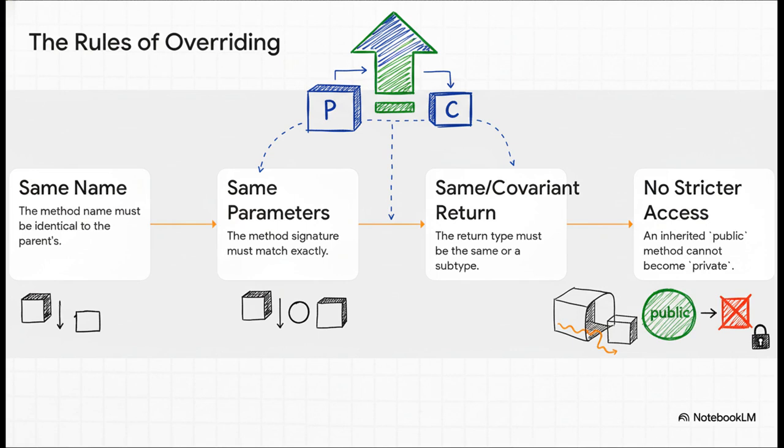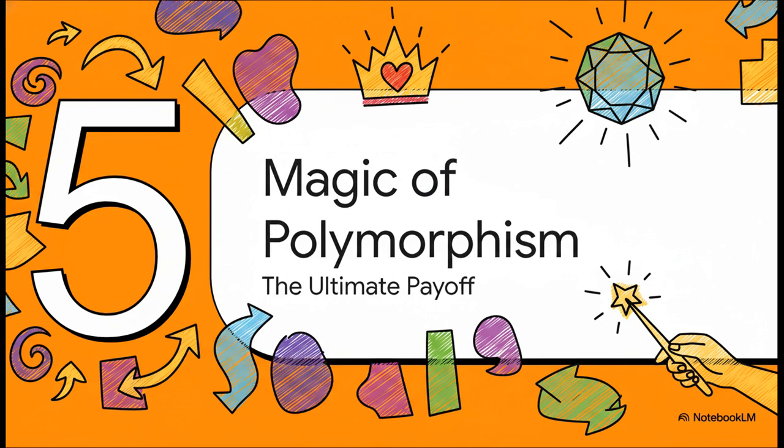Now, you can't just go wild with this. There are some rules. The method name and its parameters have to be an exact match to the parent's. The return type also has to be compatible. And here's a big one. You cannot make an overridden method more restrictive. So if the method in the parent is public, the child's version can't suddenly become private. That's just not allowed.